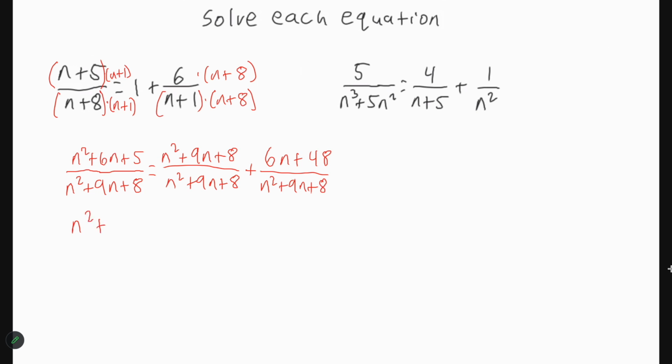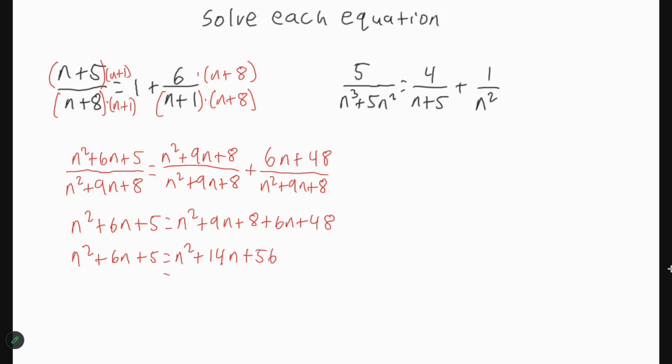So n squared plus 6n plus 5 equals n squared plus 9n plus 8 plus 6n plus 48. Combine like terms on the right. The left stays the same. The right becomes n squared plus 14n plus 56. We can subtract n squared from both sides, and that'll actually just get rid of the n squareds.